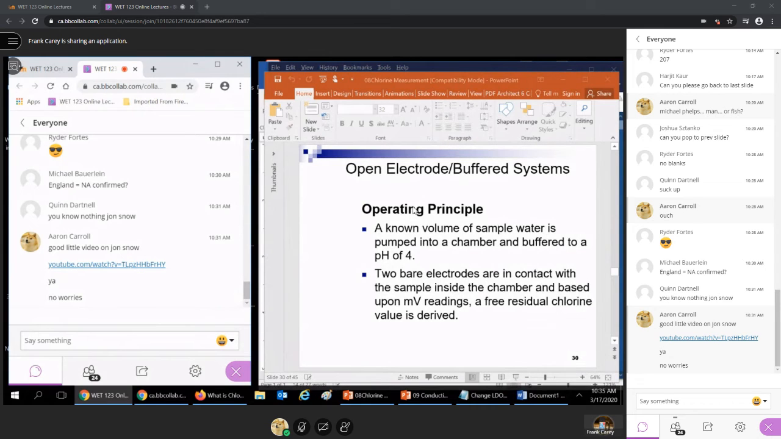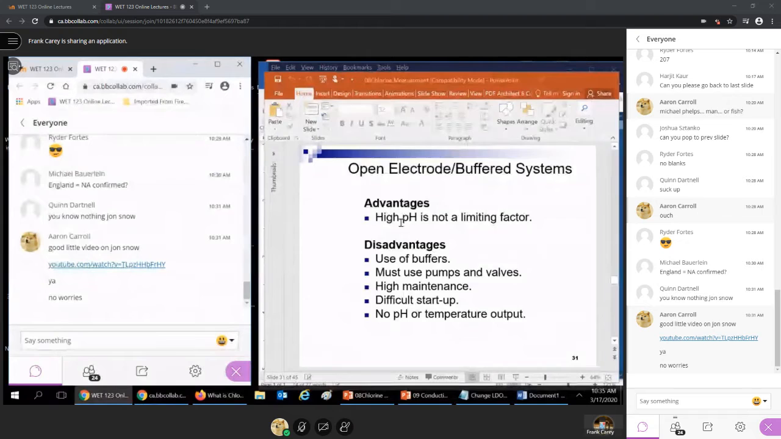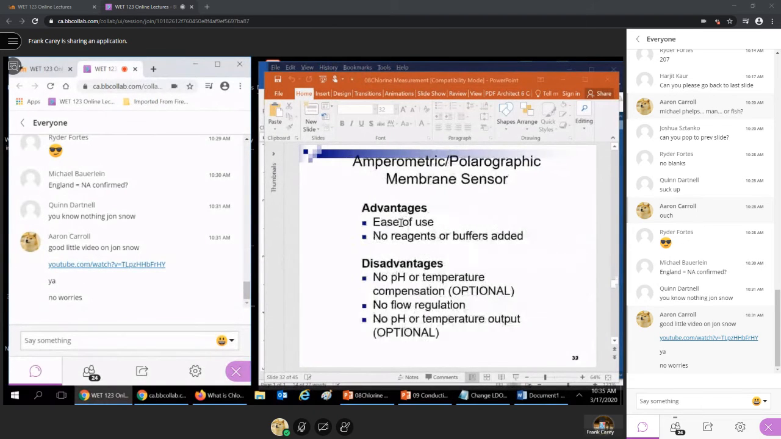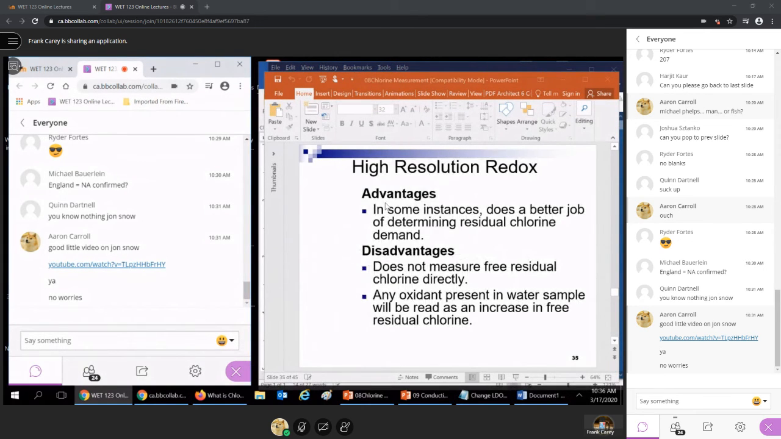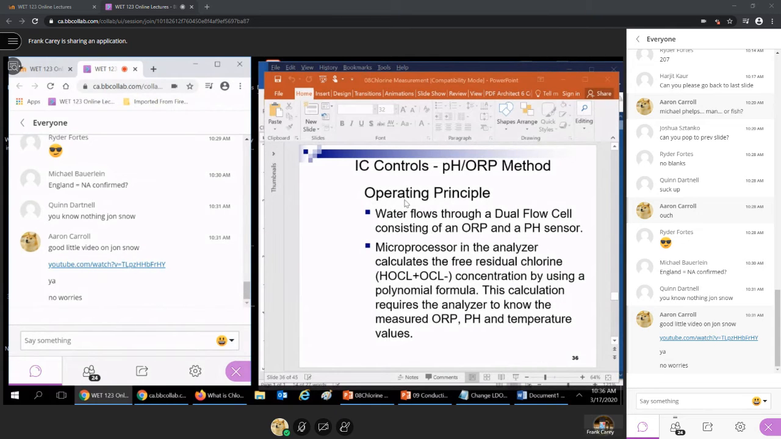So read the open electrode buffered system. I will not test you on it, but know it. Please, I'm going to fast forward for a second. Please read this. I'm not going to go over it, but you should know it. Please read this. Again, I'm not going to go over it, but you should know it when you get out there.